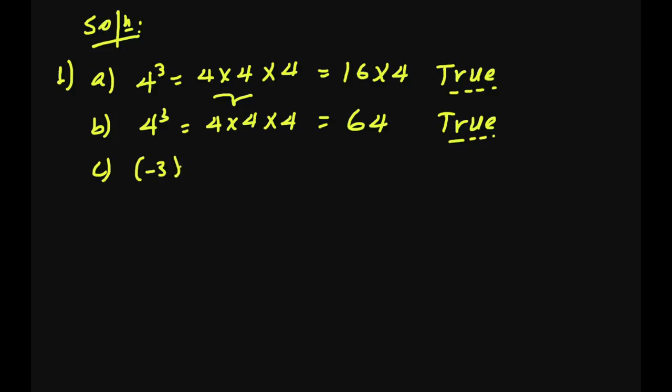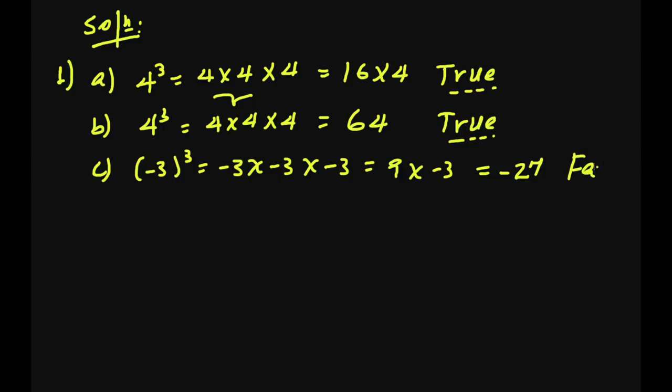C: (-3) cubed means -3 times -3 times -3. That is 9 times -3. The result will be -27, not 27. Therefore, the answer will be false.